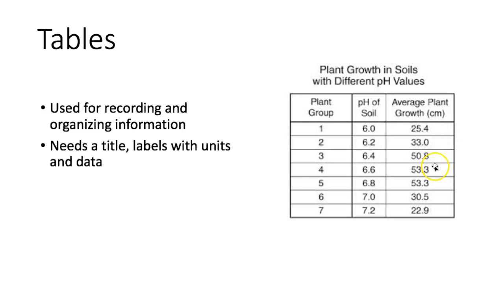So here we see average plant growth in centimeters. We don't have 25.4 centimeters, 33.0 centimeters, 50.8 centimeters. We keep the unit up at the top with the label for that column in the table, and then we just note our numbers in the table. So make sure whenever you're using graphs or tables here in science that you have a title, that you have labels, and that you're including your units.